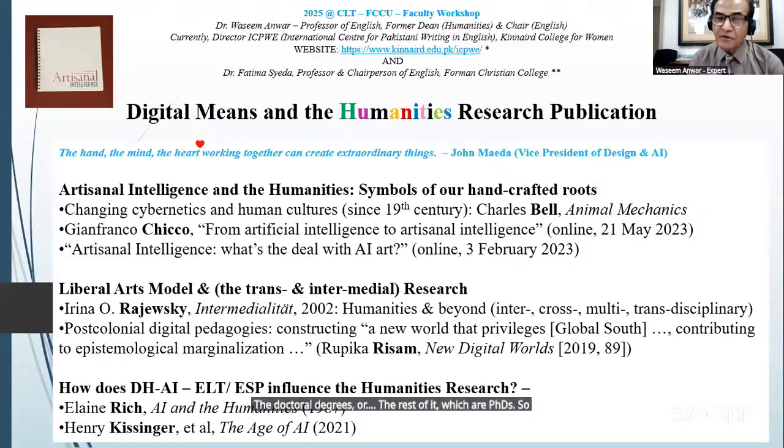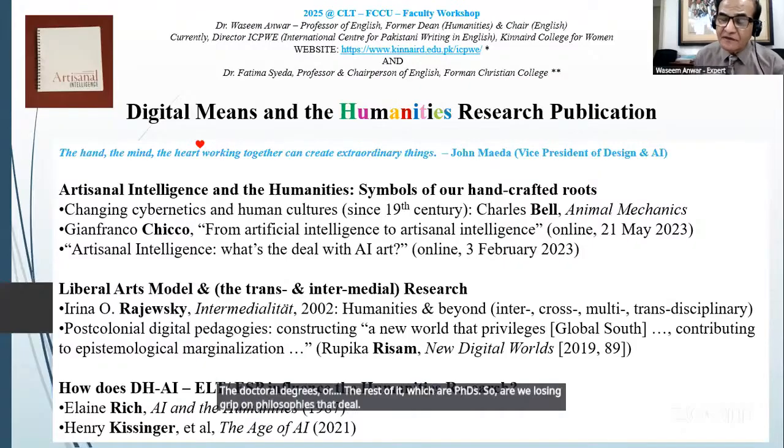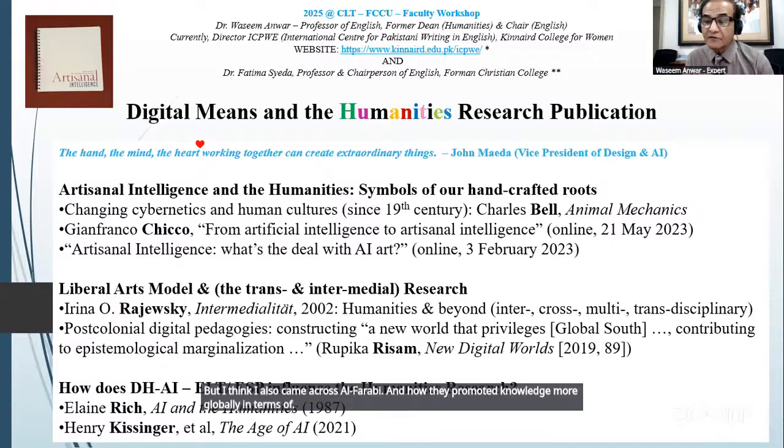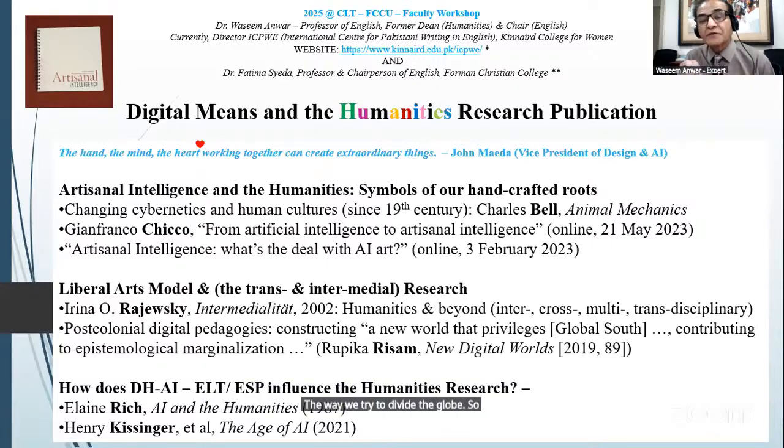So are we losing grip on the philosophies that we deal with through humanities? This becomes an important question. From the post-colonial perspective, or if we go by the binary East-West, I was just lately going through Plato and Aristotle and their importance from the theoretical or even philosophical perspective. But I also came across Al-Farabi and Ibn Rushd, and how they promoted knowledge more globally, in terms of the way we try to divide the globe. So these become important positions for us, how we are trying to stick to what humanities demands.